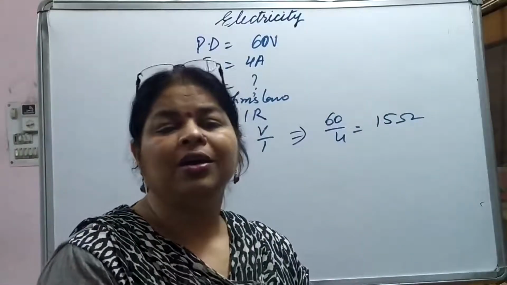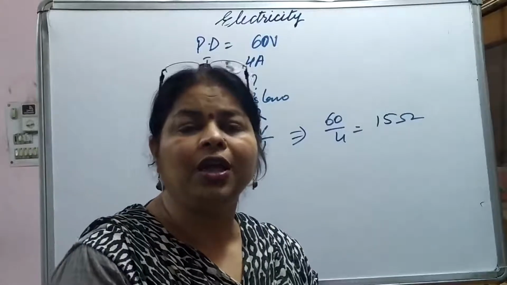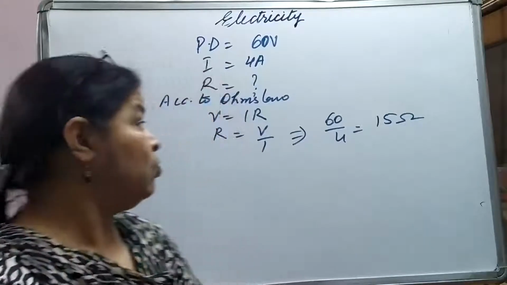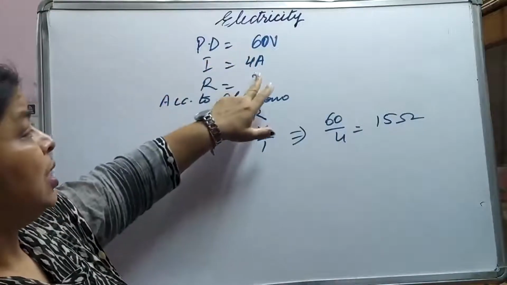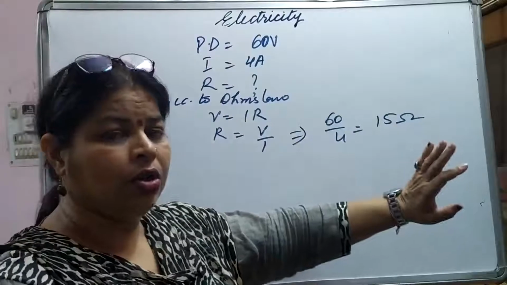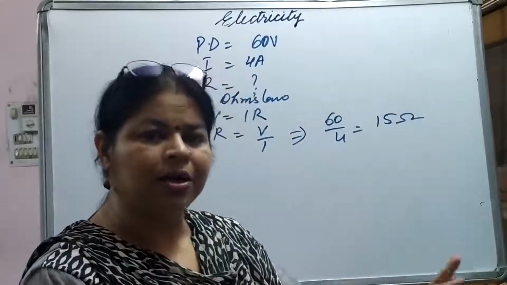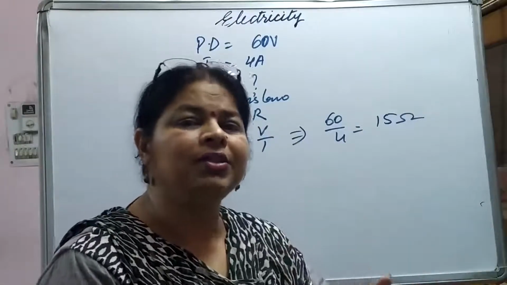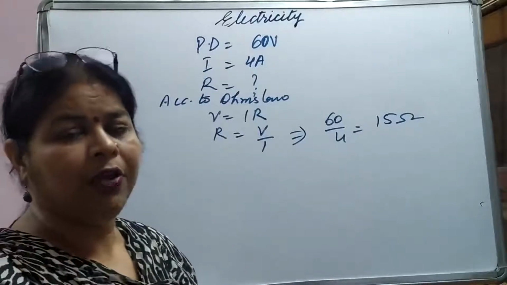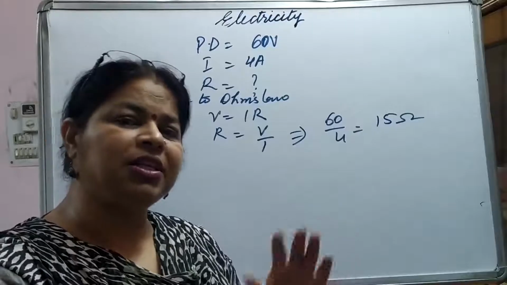What current will the heater draw if the potential difference is increased to 120 volt? When it was 60 volt, then current was 4 ampere and the resistance found was 15. So resistance is going to remain same because the same condition, but only we have increased the potential difference. So how much current will it draw now if the potential difference has been increased to 120 volt? Means it has been doubled.